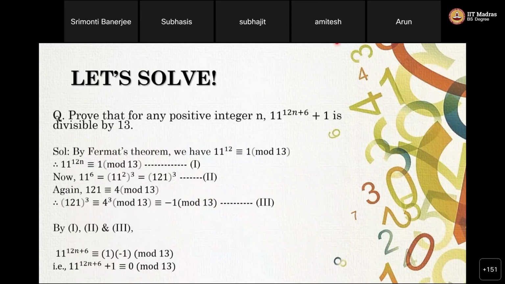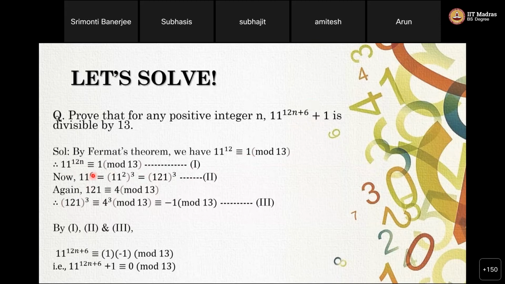So now coming back to the previous problem. By Fermat's theorem, we know that a power p minus 1 is congruent to 1 mod p. Now here p is 13 and a is 11. So we raise the power on both sides by n, by the basic properties, and we get 11 power 12n congruent to 1 mod 13, right? Now we need to get a plus 6 out here.